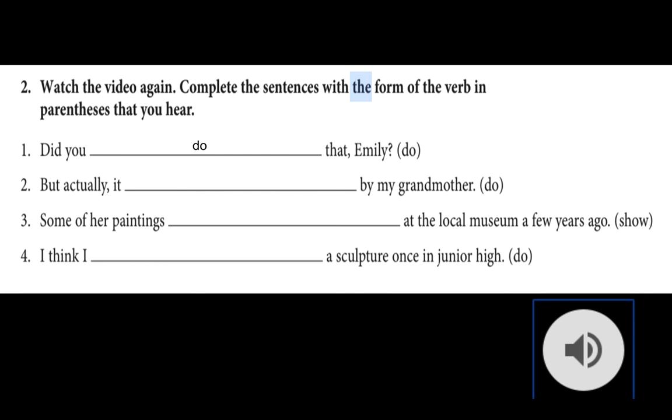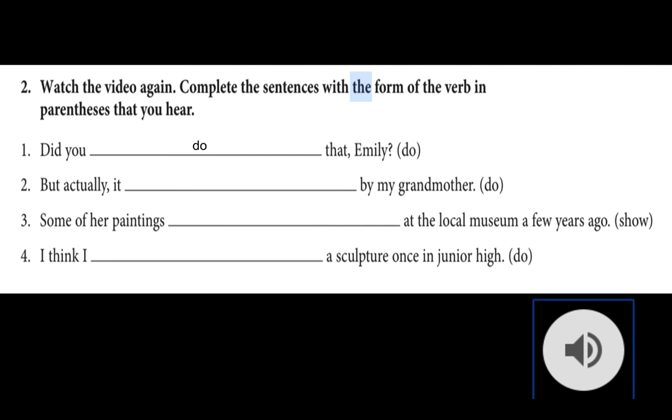I like that still life. Did you do that, Emily? Oh, thank you. I like it too. But actually, it was done by my grandmother. Well, it's very colorful. I really love it. Thanks. She's very talented. Some of her paintings were shown at the local museum a few years ago. Wow. So are you an artistic person too? Not really. I think I did a sculpture once in junior high. And I go to the museum once a year or so. Why don't you go more often? I don't have to. I have my own museum right here.